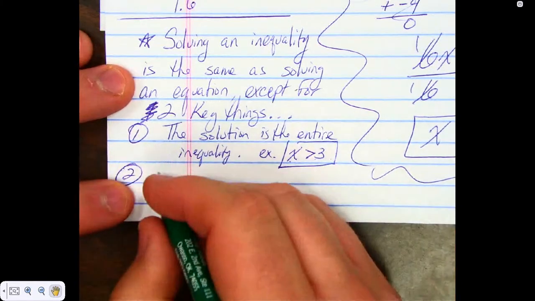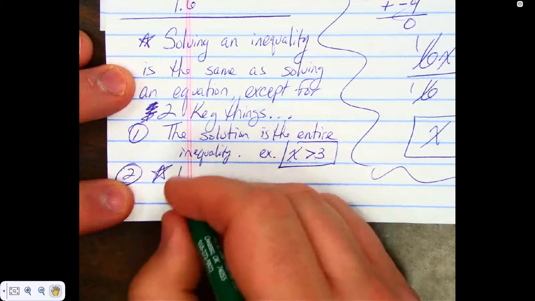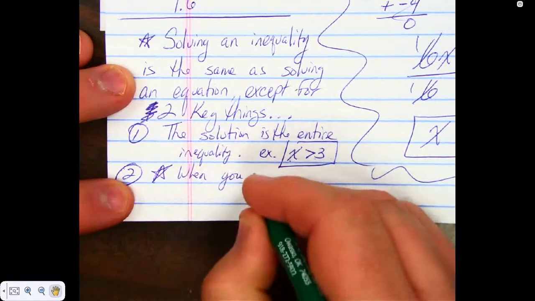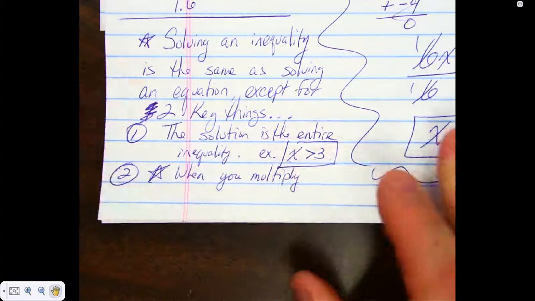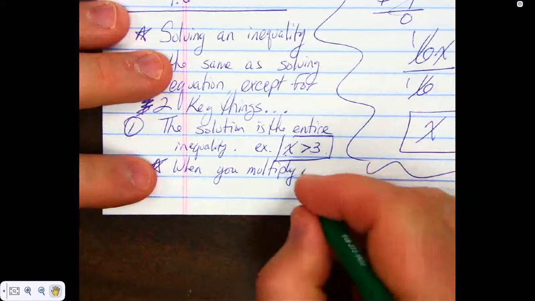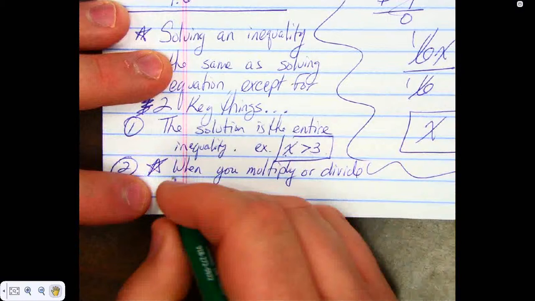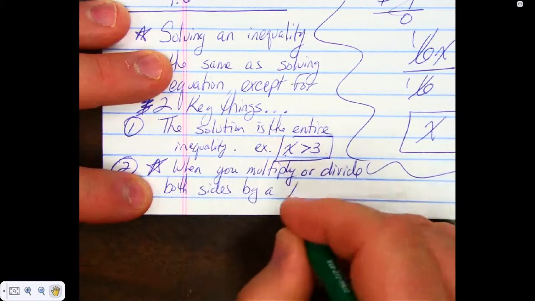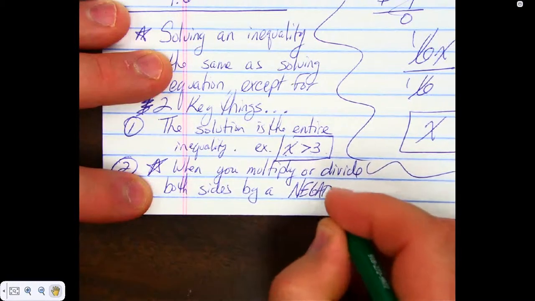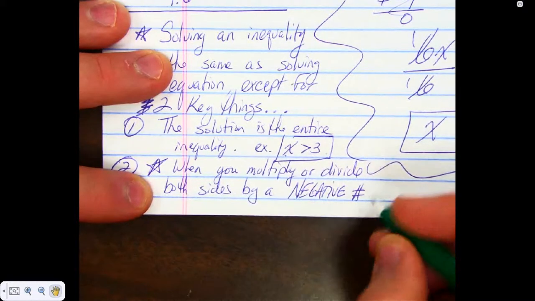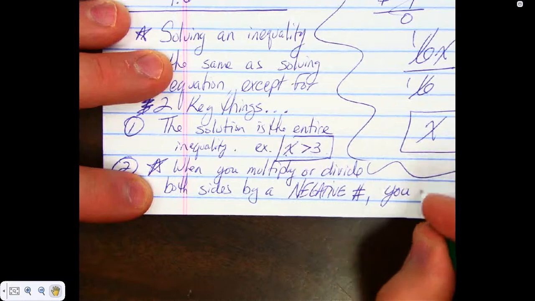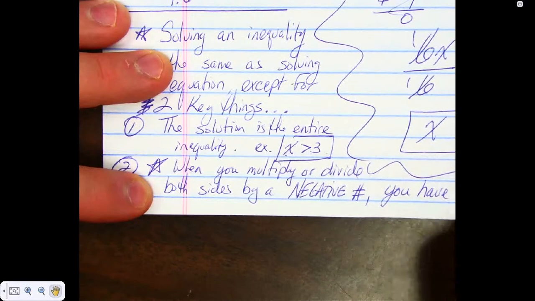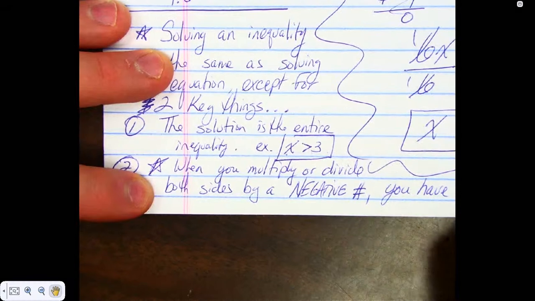Second thing, and this is the thing that you got to remember. When you multiply or divide both sides by a negative number, you have to what? Anybody remember? Flip the inequality sign.